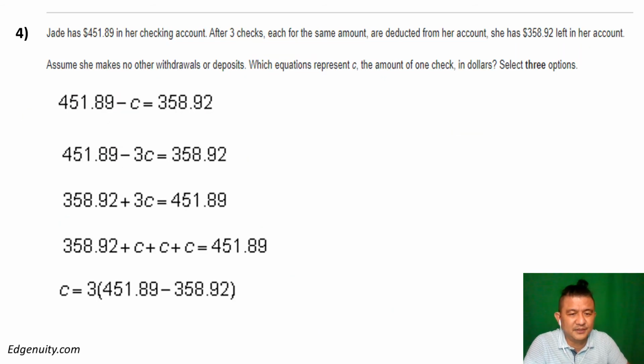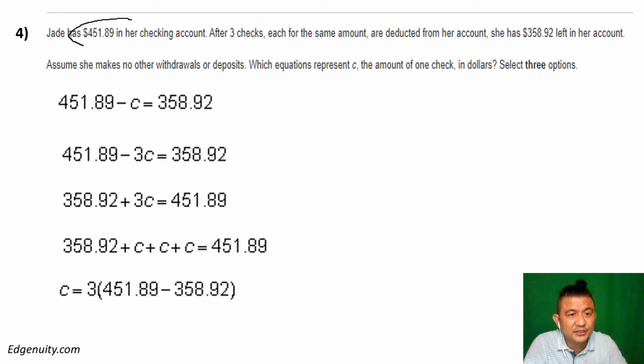Okay, the last problem. Let's read the problem again. Jade has 451.89 in her checking accounts. So the money in the bank. After 3 checks, each for the same amount, are deducted from her account. They remove a certain amount, 3 checks. She has 358.92 left in her account. Assume she makes no other withdrawals or deposits. That's all the thing that she did. Which equation represents C, the amount of one check in dollars? Select 3 options.